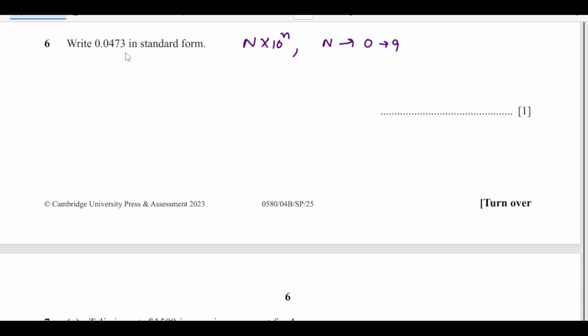So, here our first number is 0. So, we are going to move the decimal 2 places towards the right hand side. So, this will be 4.73 times 10 raised to power, as we moved behind, negative 2. 4.73 times 10 raised to power minus 2. Now, you can see this N here is 4.73, which is in the required range, right.